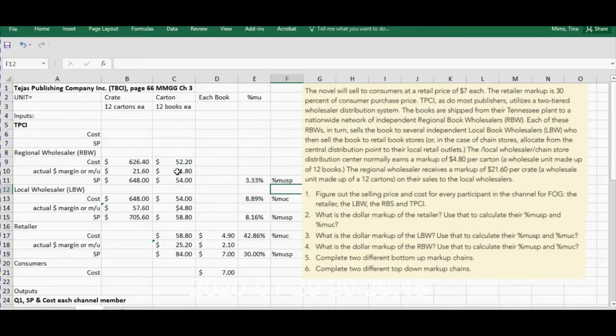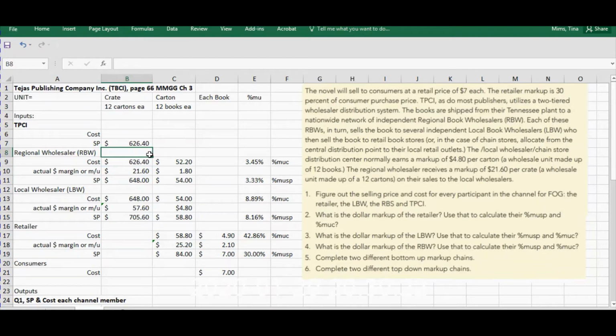Now we're going to do the same thing again, but we're going to make our denominator the cost. The difference divided by our denominator, which we're going to make cost this time, tells us the percent markup on cost. Isn't that cool? And here again, we know that if our cost of the regional wholesaler is $6.26, we have now learned what the sales price is of the manufacturer on a crate.